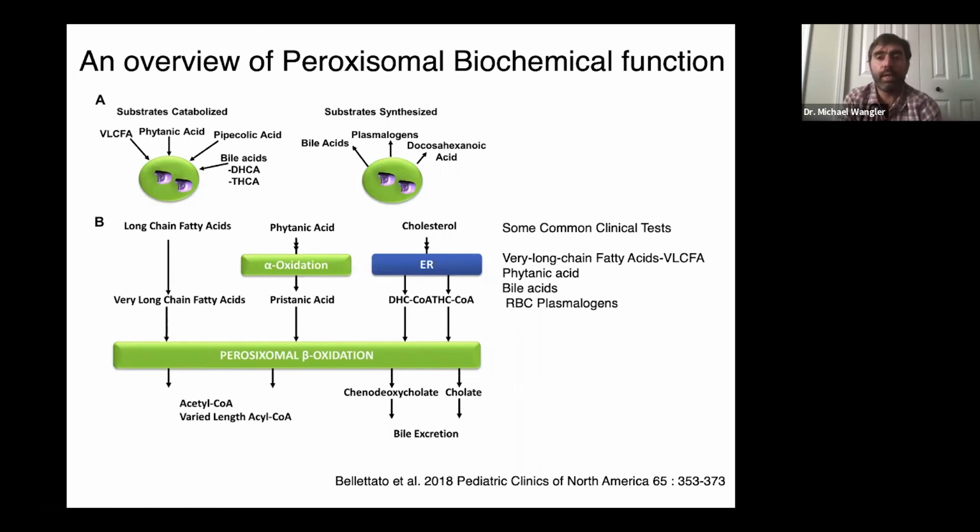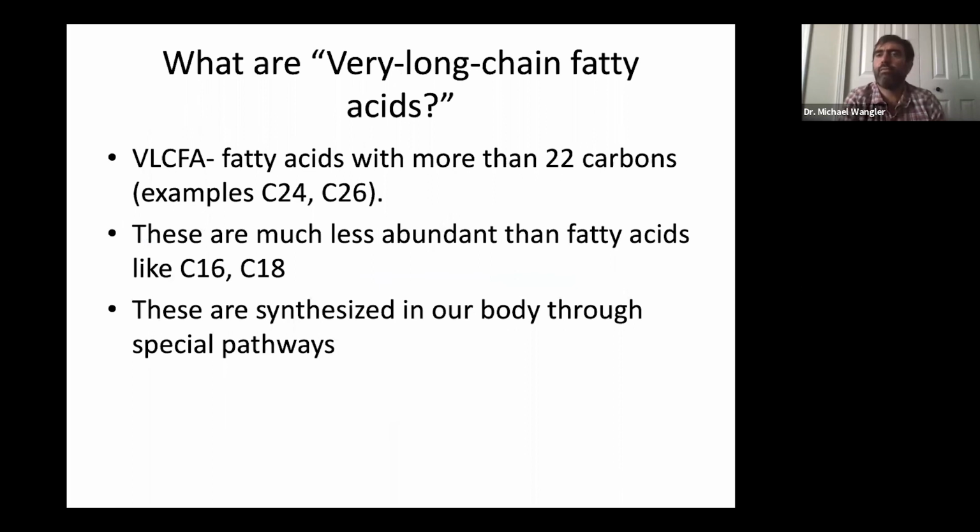But the real take home is that there are common clinical tests that we can do in plasma or in red blood cells that will tell us if these things are working. We can measure very long chain fatty acids. We can measure the phytanic acid. We can measure the bile acids and the plasmalogens. And that's really going to tell us a lot about whether the peroxisome is working. And if a part of it isn't working, it's going to give us some specific information about which part is not working.